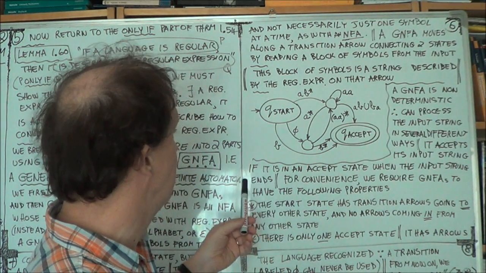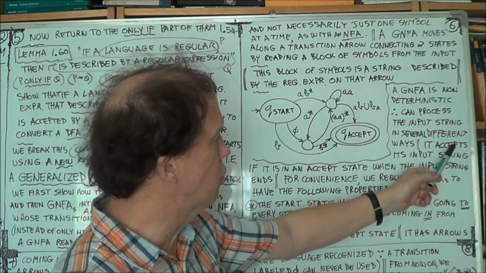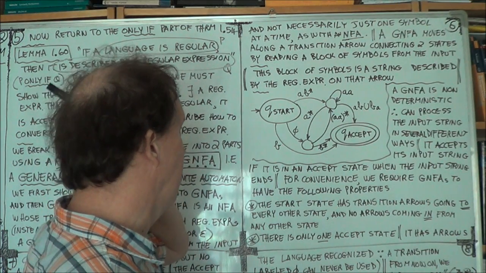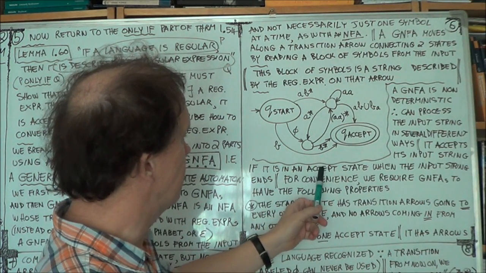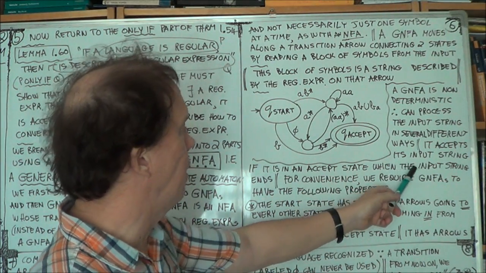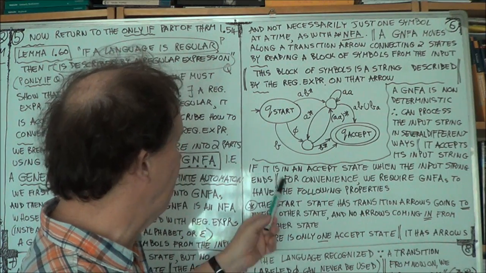Okay, so that's what it's saying here. The input string gets accepted by this GNFA if it's in the accept state. Its final state, if you like, is the accept state after the input string has ended once it's been read in. All right, now.